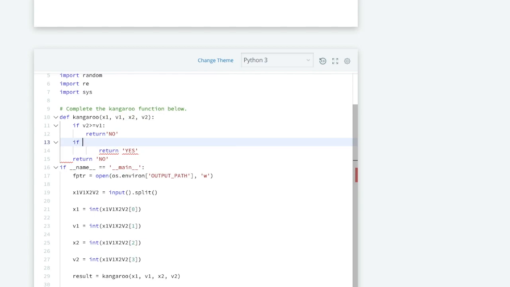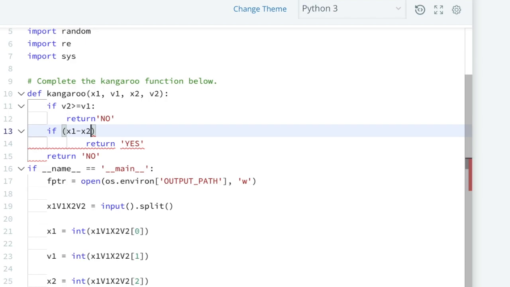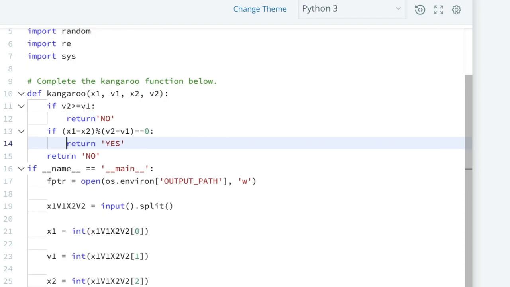Suppose if x1 minus x2 modular v2 minus v1 is equal to 0, meaning we are getting an integer value for the number of jumps, so it will simply return yes, otherwise it will return no.